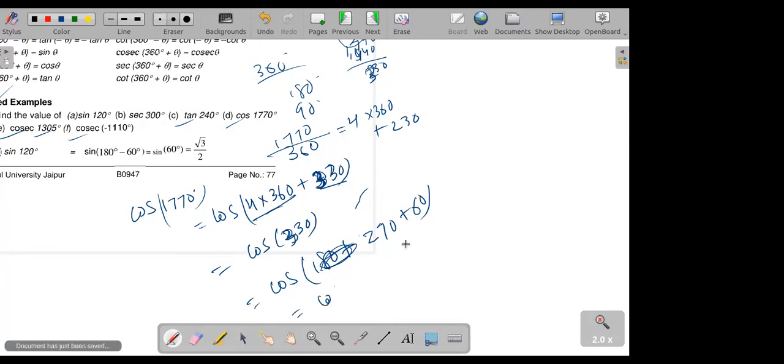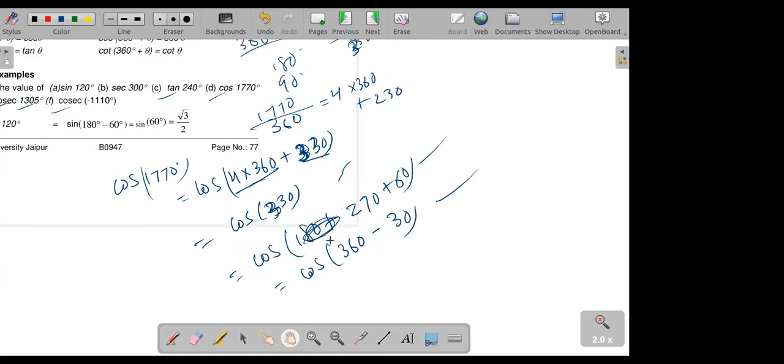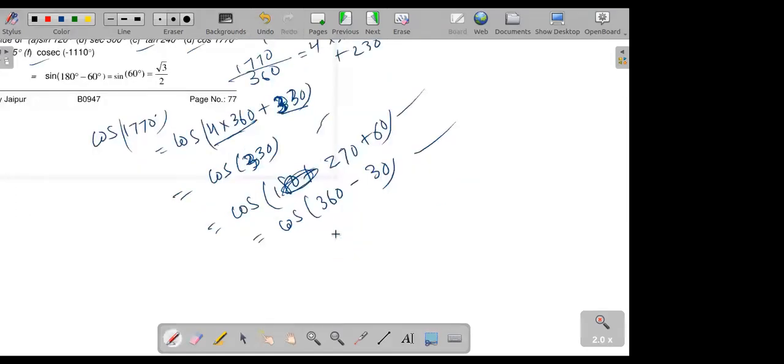So if I go this way, 360 minus 30, that means it will not change. And 360 minus 30 means from there you are going 30 degrees back, that means in the fourth quadrant. In the fourth quadrant, cos remains positive. So cos 30 degree is root 3 by 2.